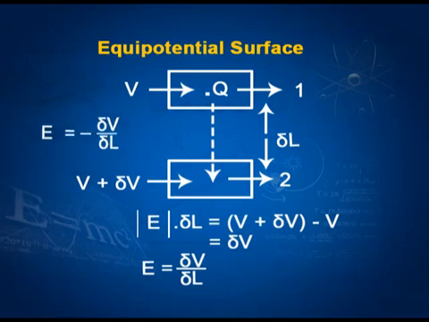Now suppose I have not taken E to be positive in consideration. In reality, if I don't take E to be positive, then E becomes the negative of the gradient of the potential. That is, E will simply become minus delta V by delta L.